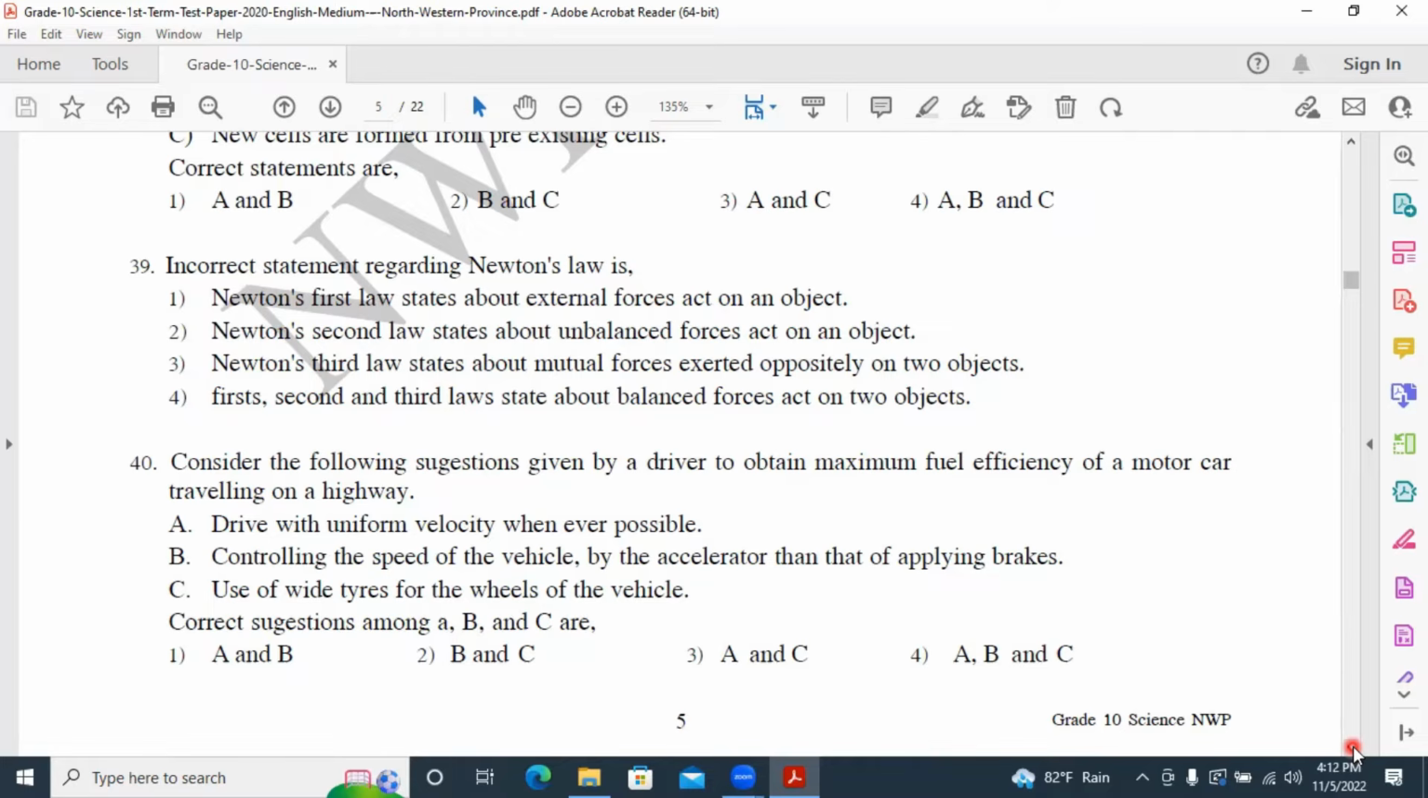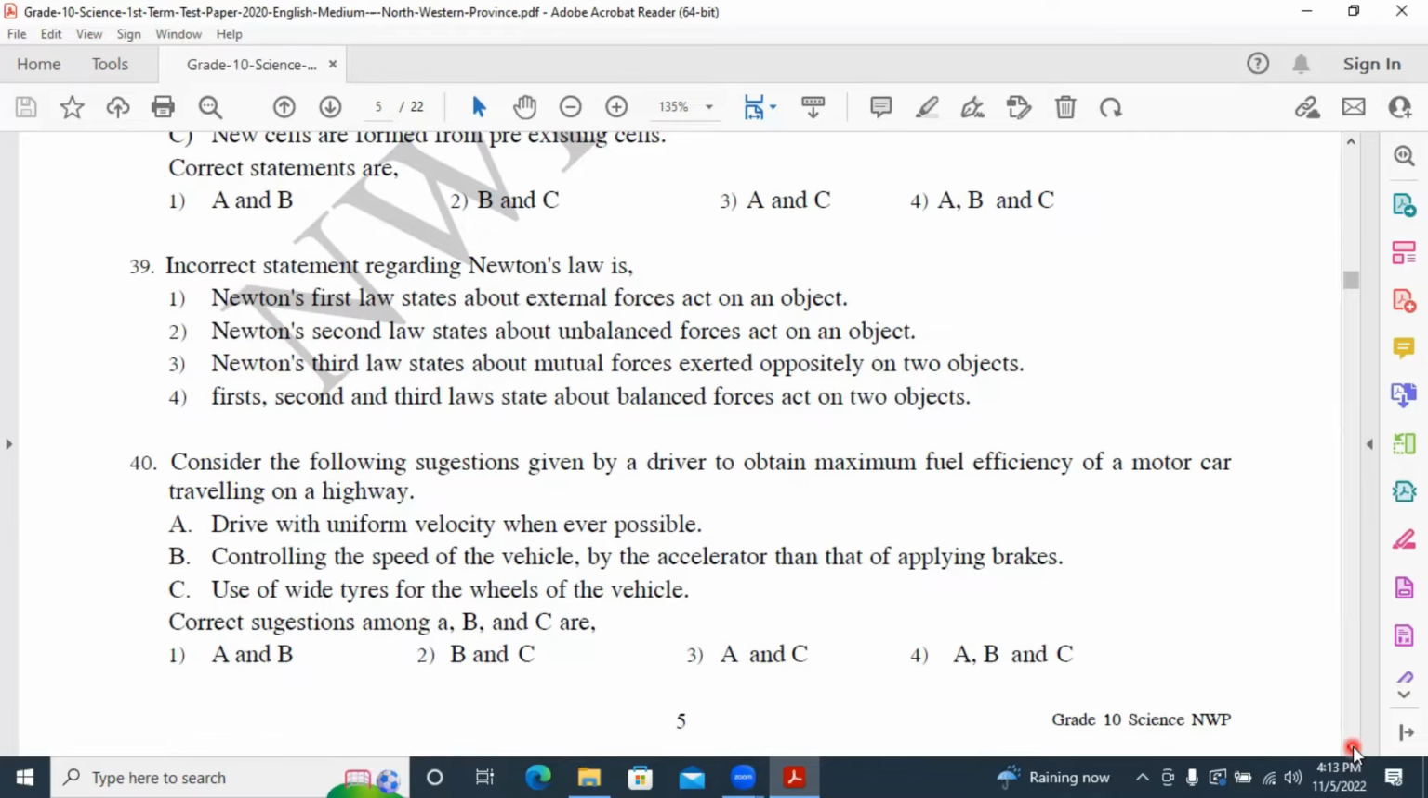Fourth one, the first, second, and third laws state about balanced forces acting on two objects. It is incorrect. 40. Consider the following suggestions given by a driver to obtain maximum fuel efficiency of a motor car traveling on a highway. A. Drive with uniform velocity whenever possible. It is correct.